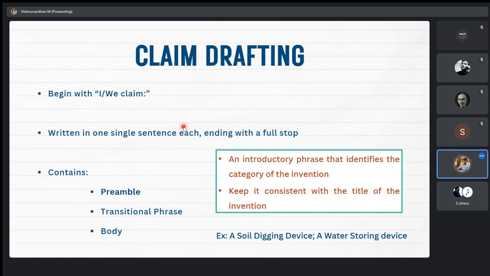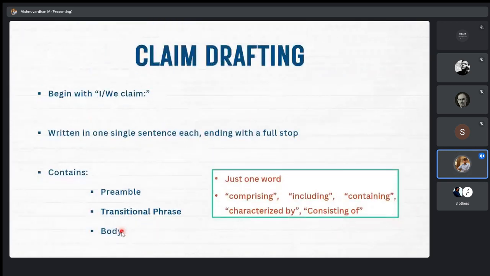So this is how you start the claim. First, I claim, we claim, then your preamble, a soil digging device, because that's what you're trying to claim, right? I claim a multi-purpose chair. Cool. And then what comes? A transitional phrase. So a transitional phrase would be a soil digging device comprising, or a water storing device including, or a multi-purpose chair containing. This transitional phrase is just a single word. Either you can use comprising, including, containing, characterized by, consisting of. Based on what your requirement is, you can use any of these words.